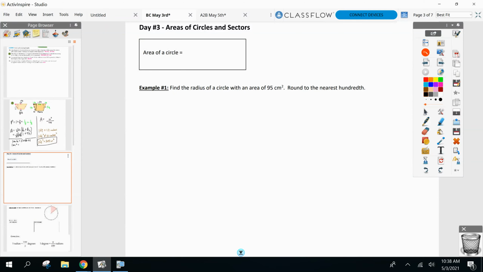Now circle. This is given to you on the formula sheet. I know it's a tough one to remember, right? Pi times your radius squared. And a reminder with that formula, there is no diameter version. It's only radius. There's no diameter version.